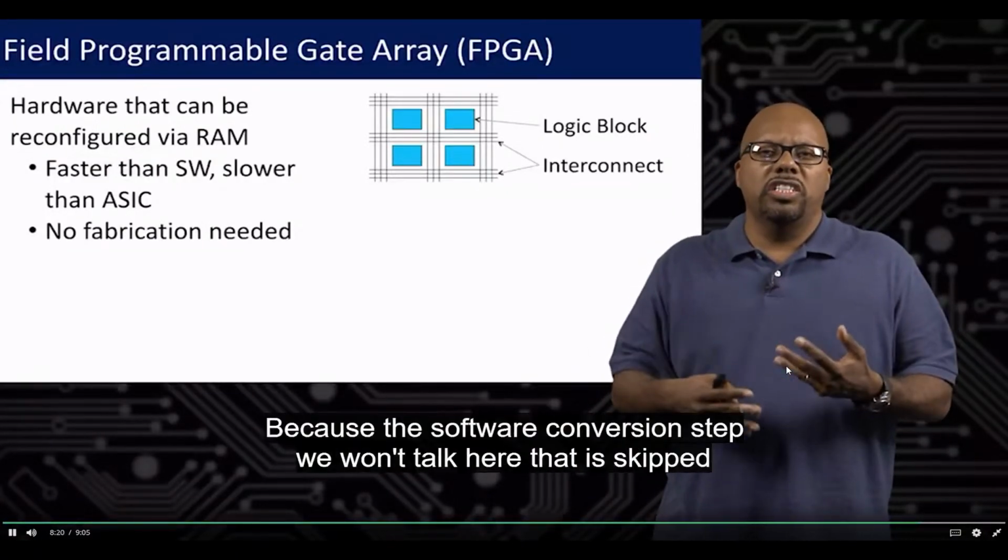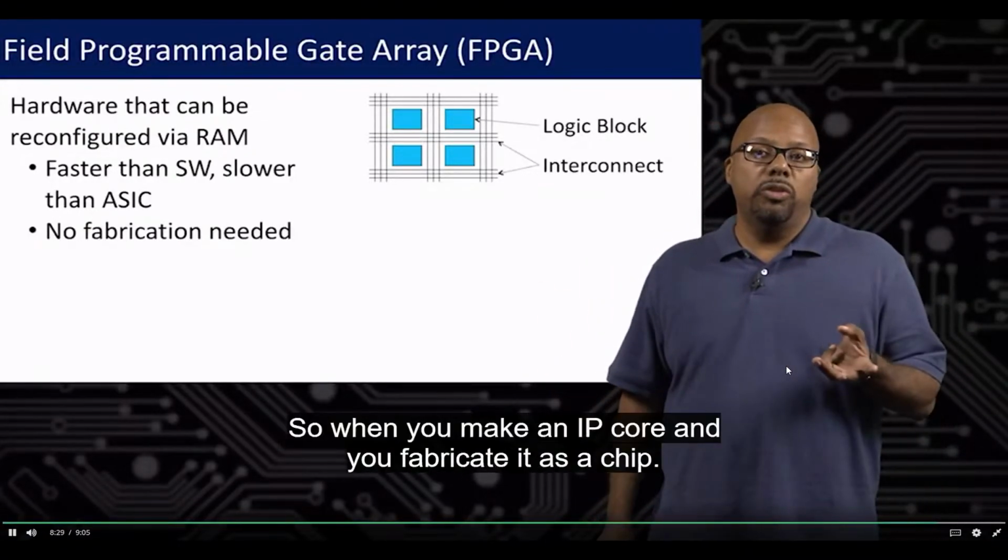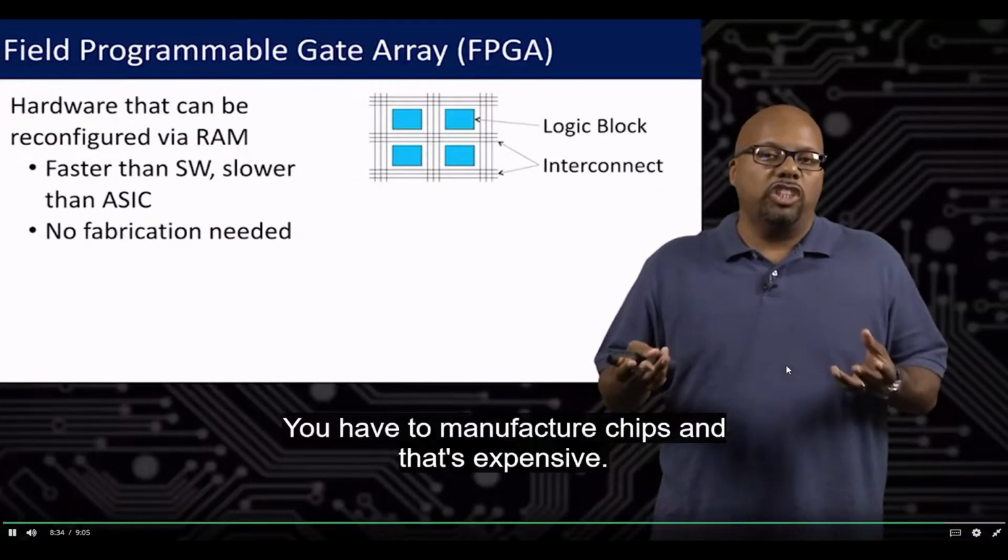Because there's software conversion stuff that we won't talk about here that is skipped if you do it directly in hardware using FPGA. So FPGAs have that advantage. And no fabrication is needed. See, when you make an IP core and you fabricate it as a chip, you have to manufacture chips, and that's expensive.